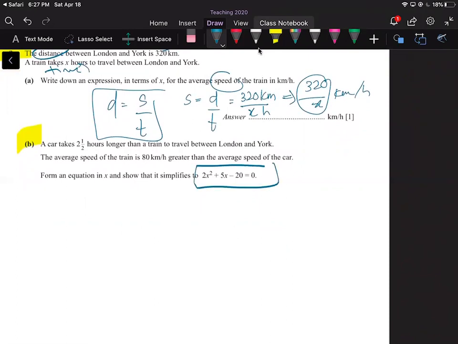For the second one, you know that the final answer should look like this. Okay, so let's understand this first. A car takes 2.5 hours longer than a train to travel between London and York. Okay, average speed of the train is 80 km per hour greater than average speed of the car. So the first one is train, okay. Second one is car. So we need to form an x.